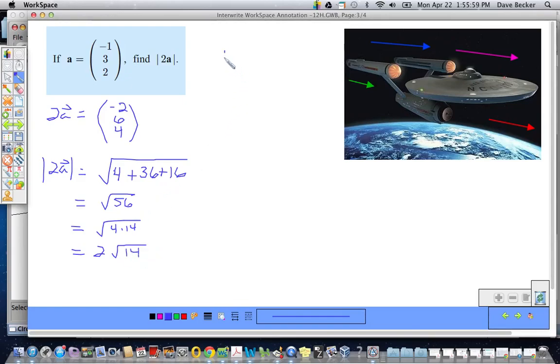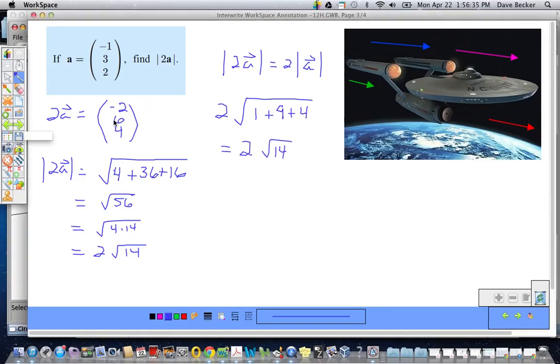Now another way is like this. The magnitude of 2 times vector a is equivalent to 2 times the magnitude of a. And the magnitude of a is simpler than this. 2 times the square root, now we're just using vector a, of negative 1 squared is 1, plus 3 squared is 9, plus 2 squared is 4. So we get 2 root 14 a little quicker than we did over here. Now it's time for the last example.